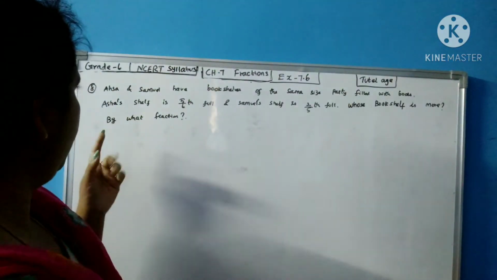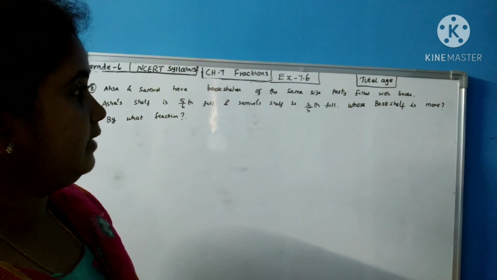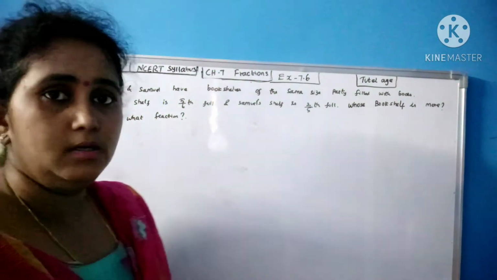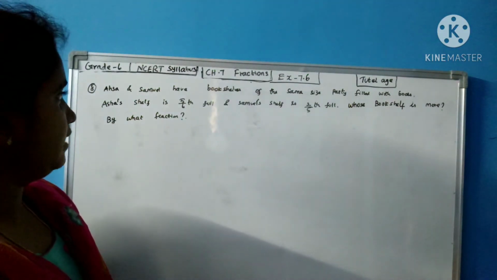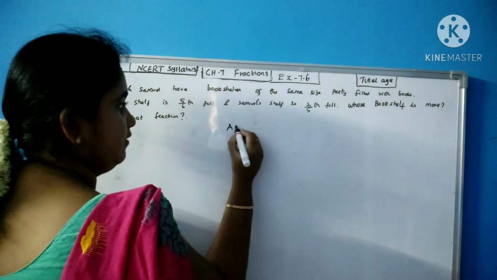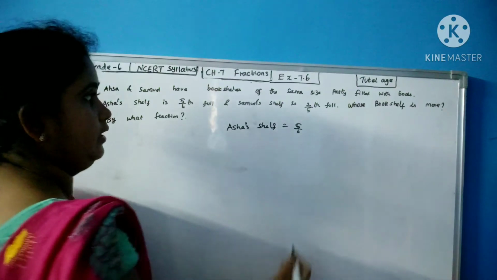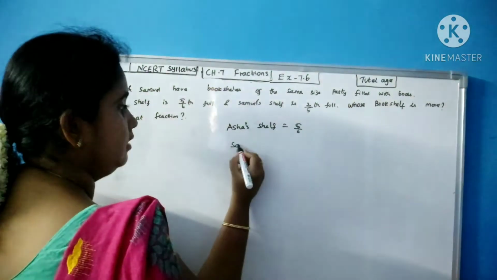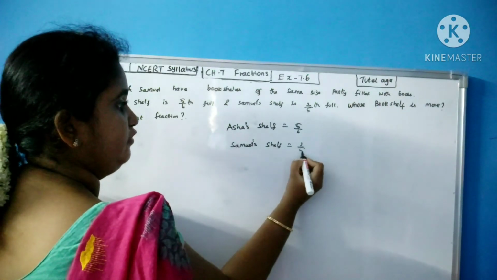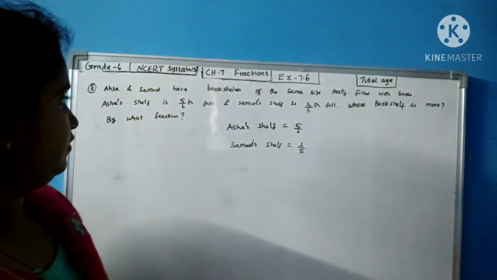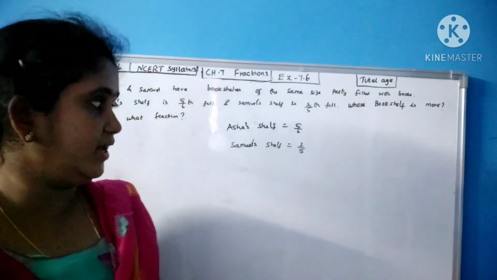So your word problem. Asha and Samuel have bookshelves of the same size, partly filled with books. They are having the same size bookshelf. Asha's shelf is 5 by 6 full. Samuel's shelf is 2 by 5 full. Whose bookshelf is more full, and by what fraction? They are asking whose bookshelf has more books, and by what fraction.